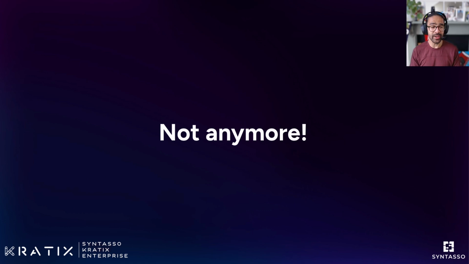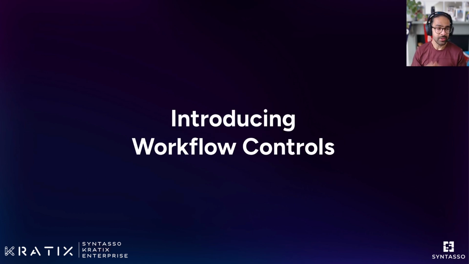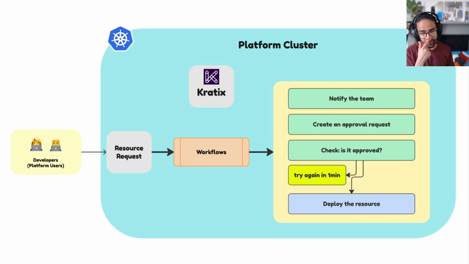But you don't need to do this anymore because we are introducing workflow controls. Workflow controls are a way for you to define, in your pipeline, what needs to happen on the next pipeline execution. So let's take a look at what that means in our approval context.